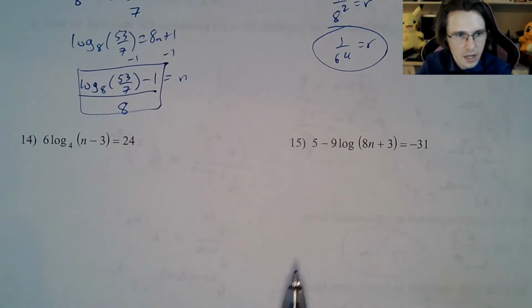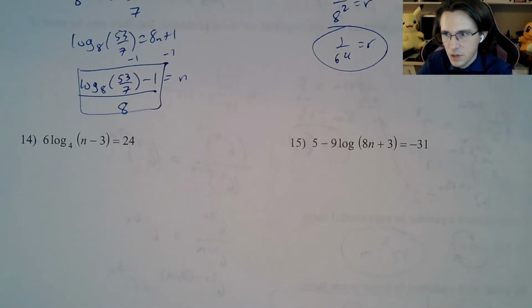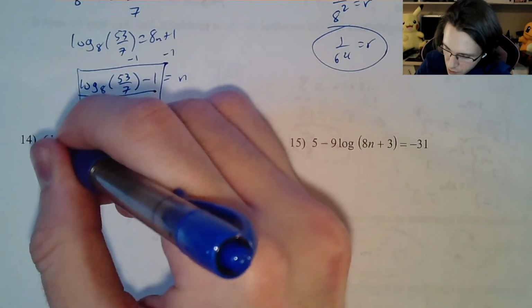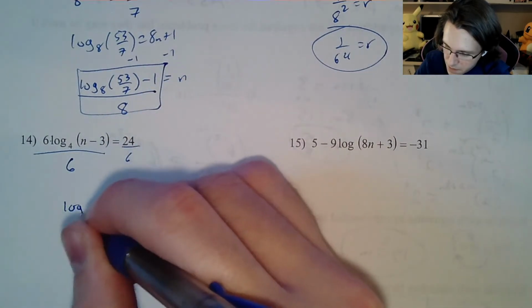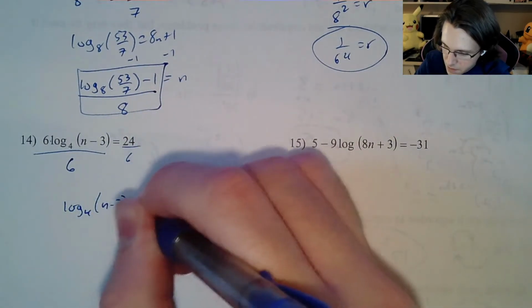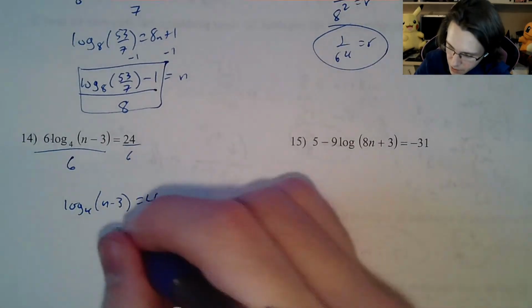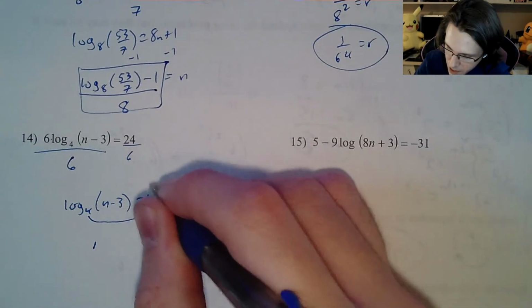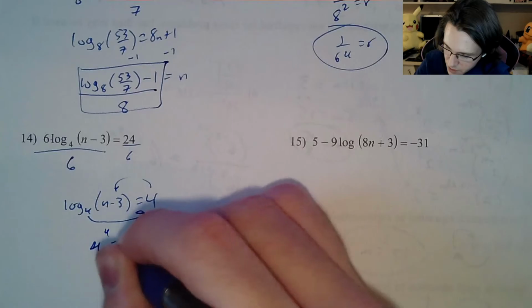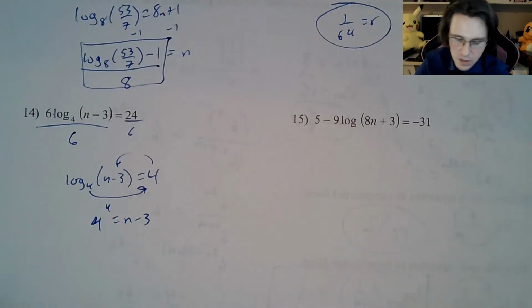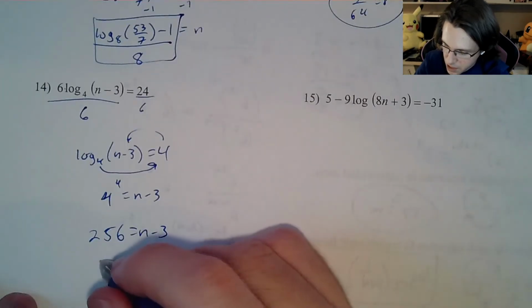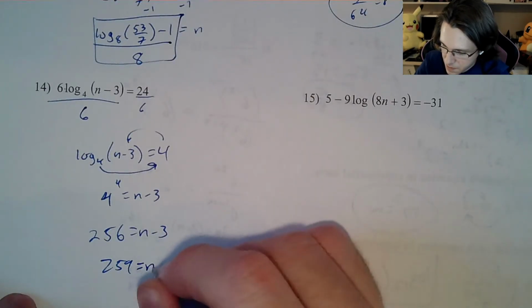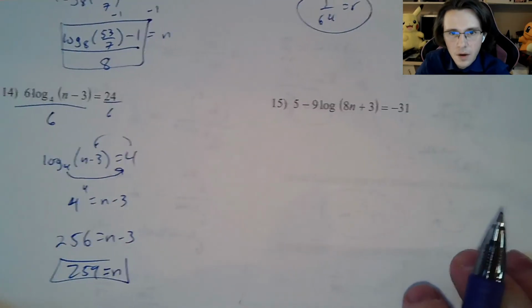All right, number 6, same idea as these previous questions, but you need to rewrite them in the exponential format first. So we're going to divide both sides by 6 to start this question off. And then we have this guy to this power equals this. So we got 4 to the 4 equals n minus 3. 4 to the 4 is one of those numbers on our list. It is 256. Add 3 to both sides, you get 259. Dope.